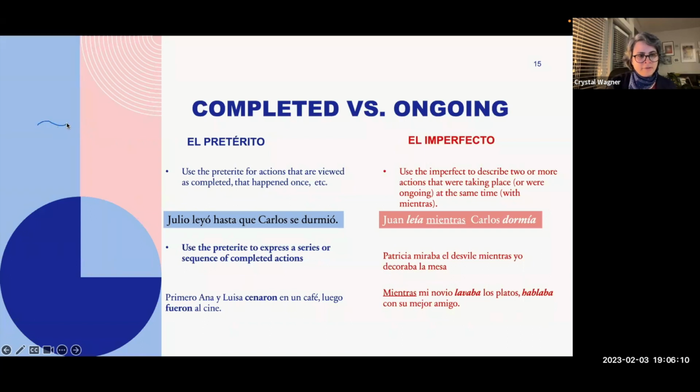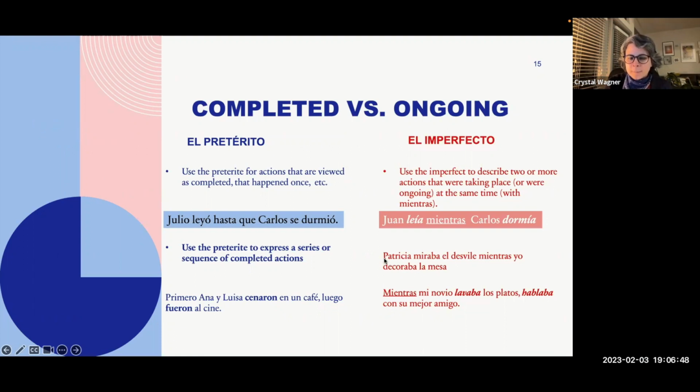So here we have the past, right? Juan leía. So Juan was reading and then Carlos was sleeping, right? Both are happening with mientras, which is what's happening right here. While in this one, we have one event that happened, Julio leyó, hasta que Carlos durmió, and then another. Or if you want to think about it, it would be like this. Two events that happened, concluded, and that's it. Nothing else.